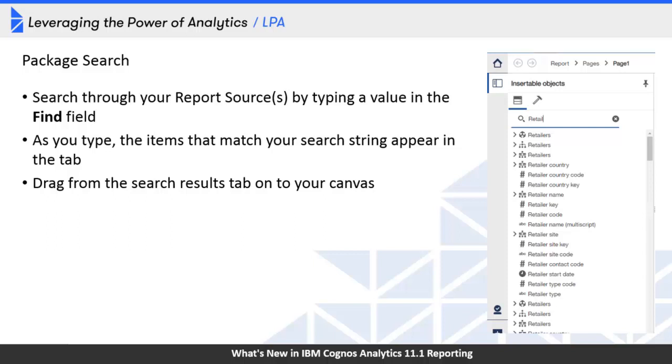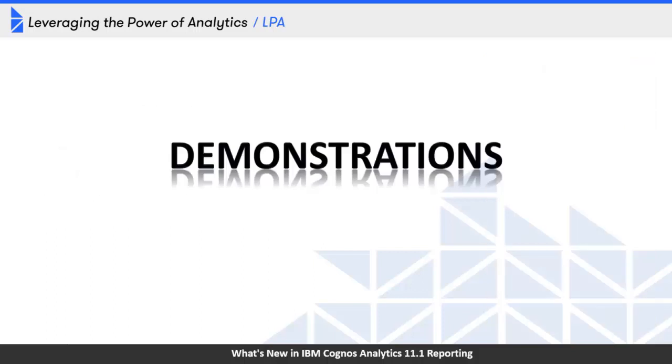And then finally, you can finally search a package. You type in a search keyword at the top right above where the package lives, and you will get all the matches. You then drag and drop from the matches onto your canvas. So we've been wanting to search our packages for years and years, and now we can with the version 11.1 release. So those are the features and functions.